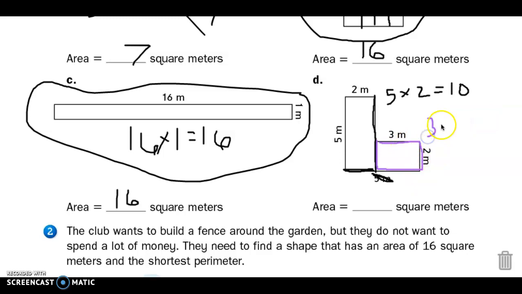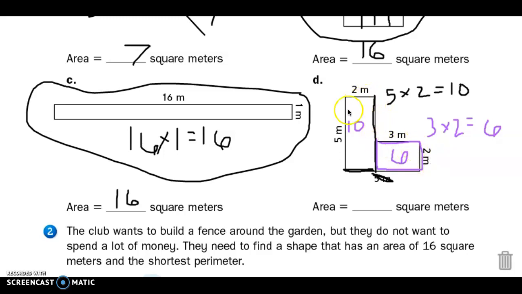So 3 times 2 equals what? What is 3 doubled? It is 6. So now what do we need to do? I know that this is 10 meters squared, or square meters, and I know that this is 6 square meters. So what do I have to do with them? Well, I have to add them up.